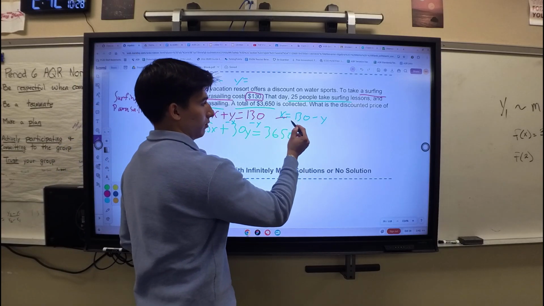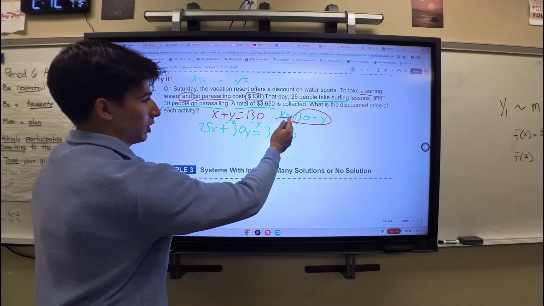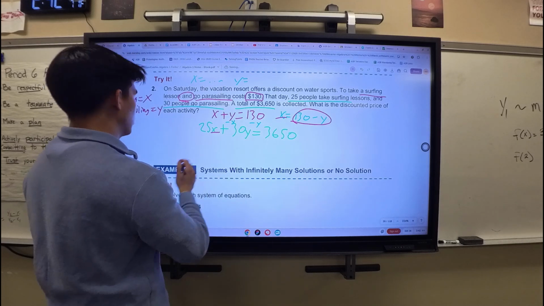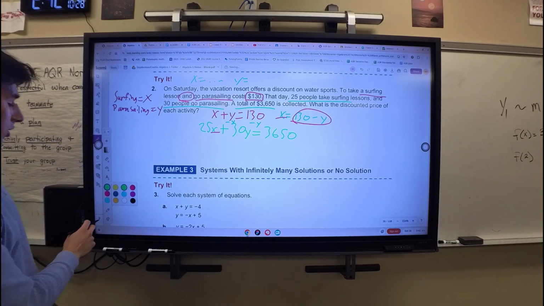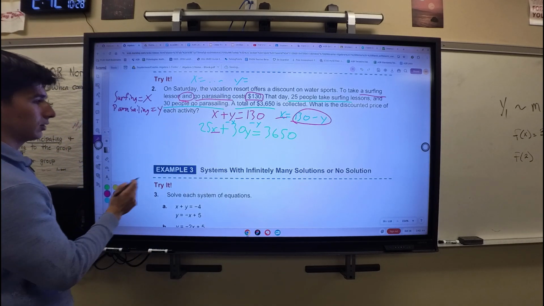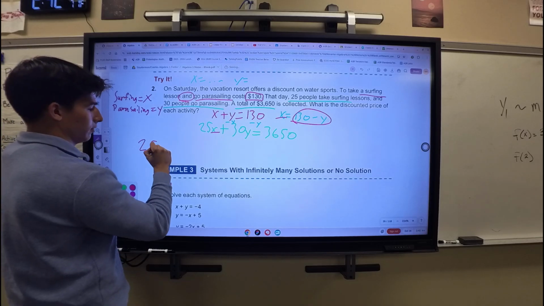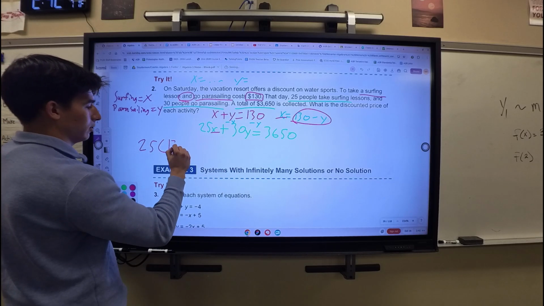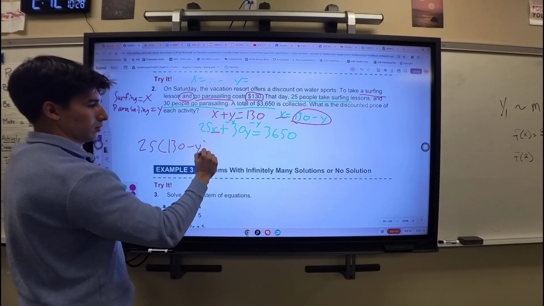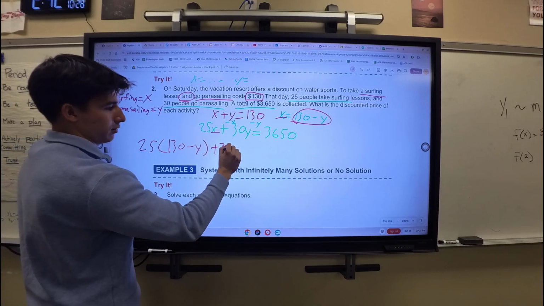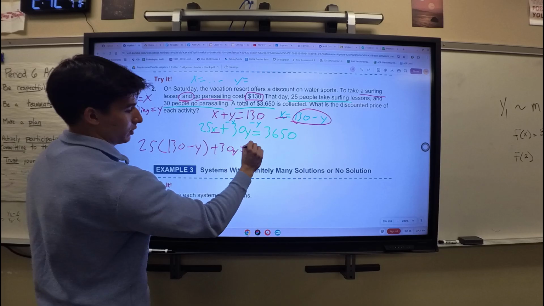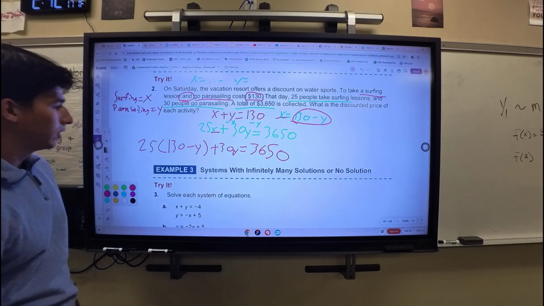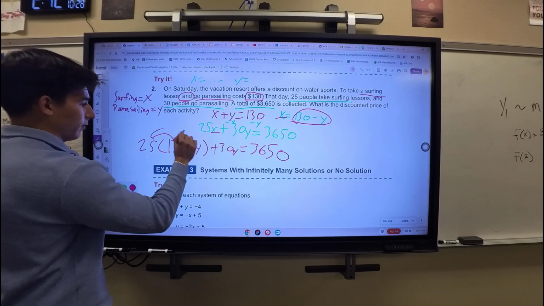So, substituting 130 minus Y for X, our second equation becomes 25 times 130 minus Y plus 30Y equals 3650. So now we have to distribute our 25.